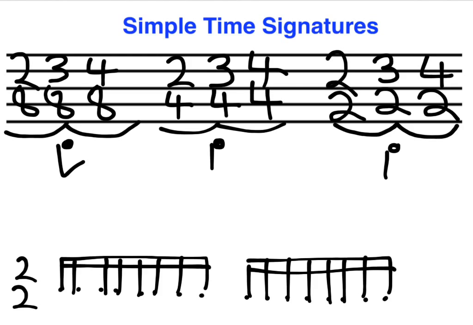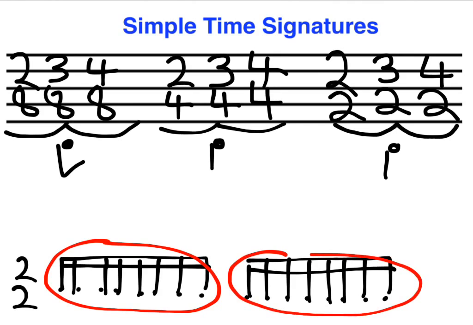Notice that they still add up. You're still grouping according to your beats. So that still adds up to a minim, and that still adds up to a minim. 2 minims in a bar.